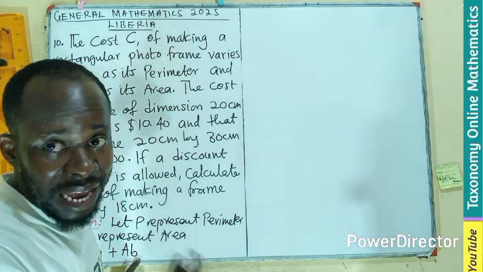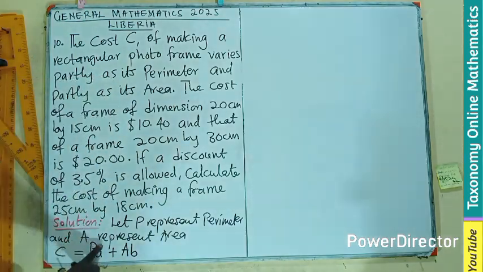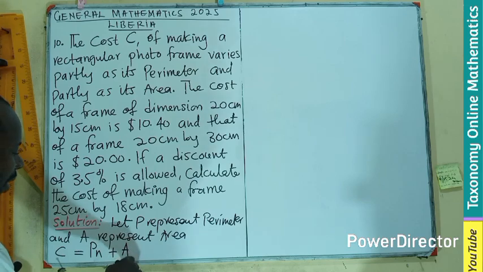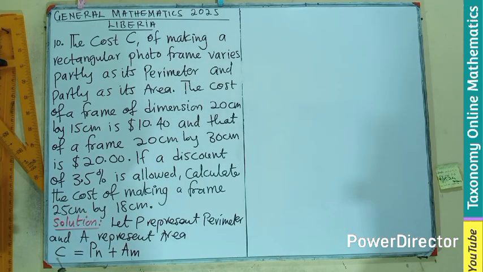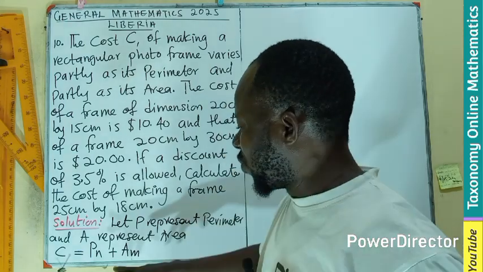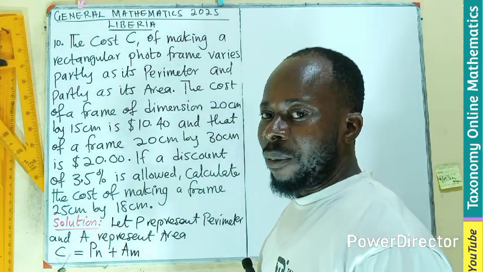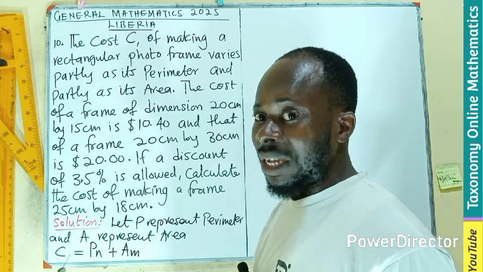We can use K. I decided to use A and B. We can use N and M. I think I can make use of that, N and M. So now if this is what we have as a relation, we need to substitute the P and A into the formula in order to get the constants.